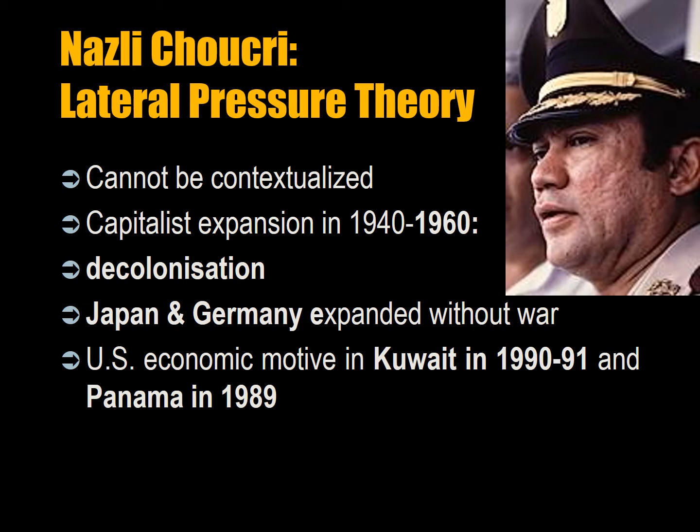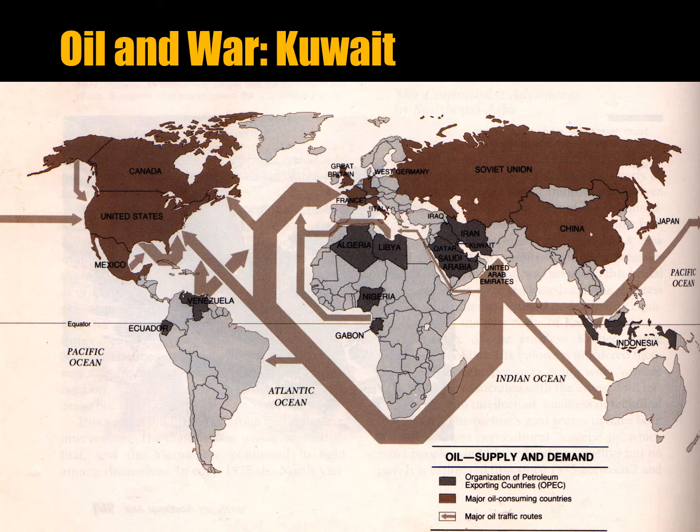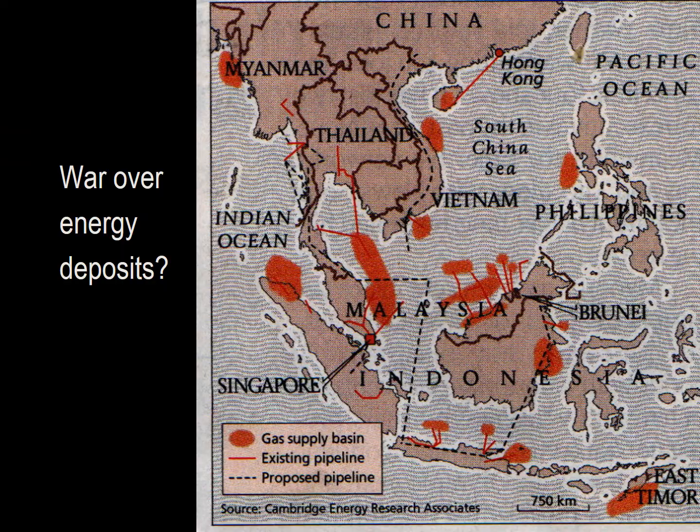Certainly, the U.S. motive in Kuwait in 1990, 1991, and Panama in 1989 were economic. To stop the concentration of oil wealth in an unfriendly regime, and to keep Panama's canal in friendly hands. Competition for resources can be a cause of war. Here you can see the flow of oil. Certainly, Iraq's union with Kuwait would have created an enormous concentration of oil wealth in a state that had military designs on the region.